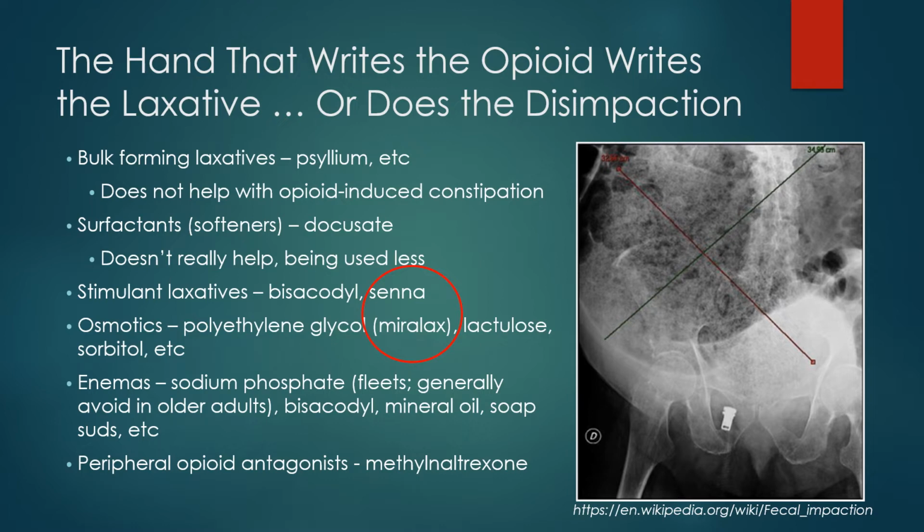Enemas can be used, such as sodium phosphate or Fleet's, but you generally avoid this in older adults. Other options include bisacodyl, mineral oil, and soap suds. And for those cases that are refractory, you can use peripheral opioid antagonists such as methylnaltrexone.